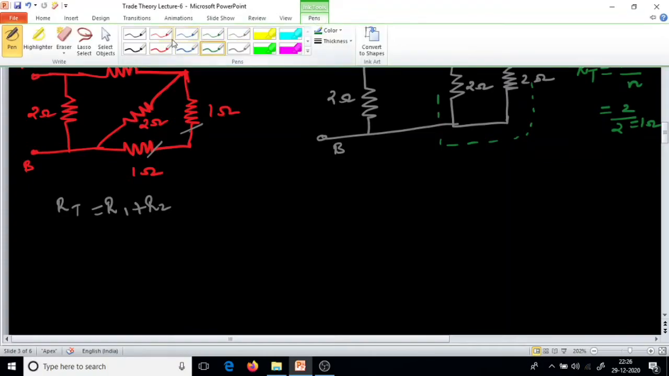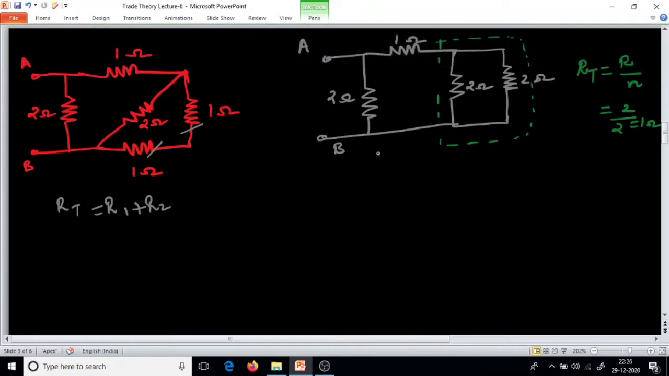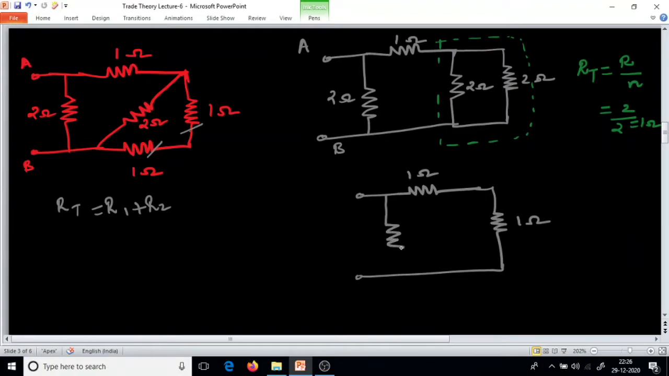So we'll simplify this further. These two parallel 2 ohm resistors get replaced with a 1 ohm resistor. These two will be replaced with a 1 ohm resistor, right? This is 1 ohm. Again we have a 2 ohm resistor here.